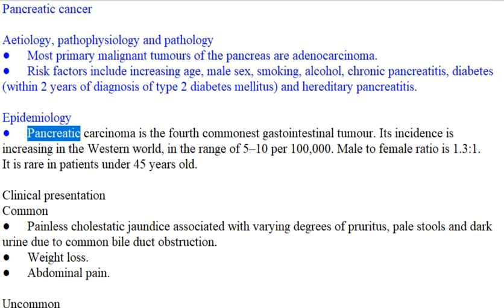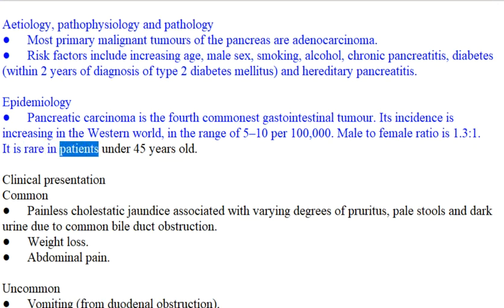Epidemiology. Pancreatic carcinoma is the fourth commonest gastrointestinal tumor. Its incidence is increasing in the Western world, in the range of 5-10 per 100,000. Male to female ratio is 1.3:1. It is rare in patients under 45 years old.